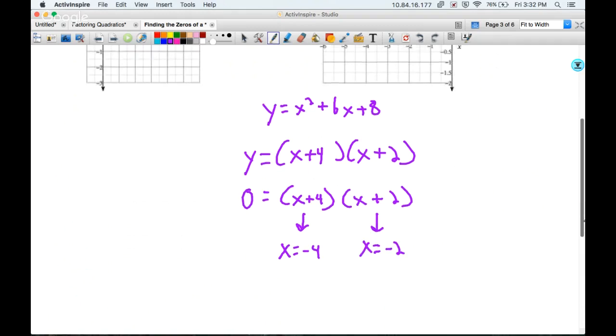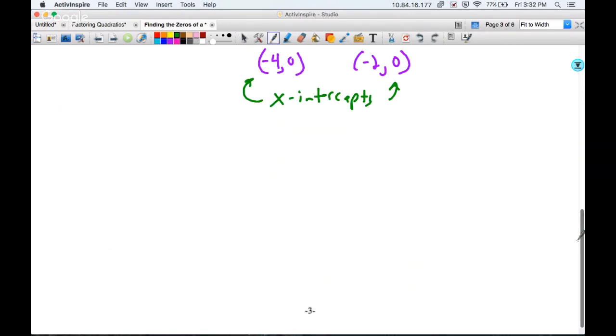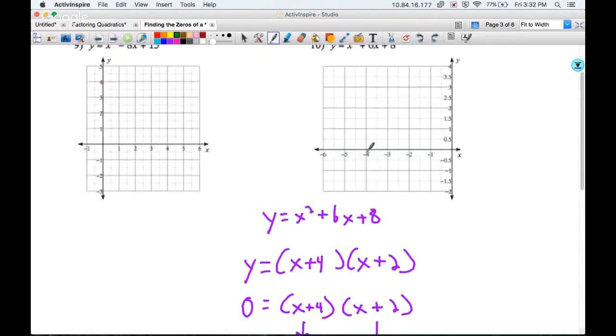So we just found two ordered pairs: -4 comma 0 and -2 comma 0. If I plug in -4, I get 0. If I plug in -2, I get 0. So they're xy pairs. That just gave me two x-intercepts, right there and right there. So let's go ahead and plot those. -4 comma 0 goes there. -2 comma 0 is going to go there.